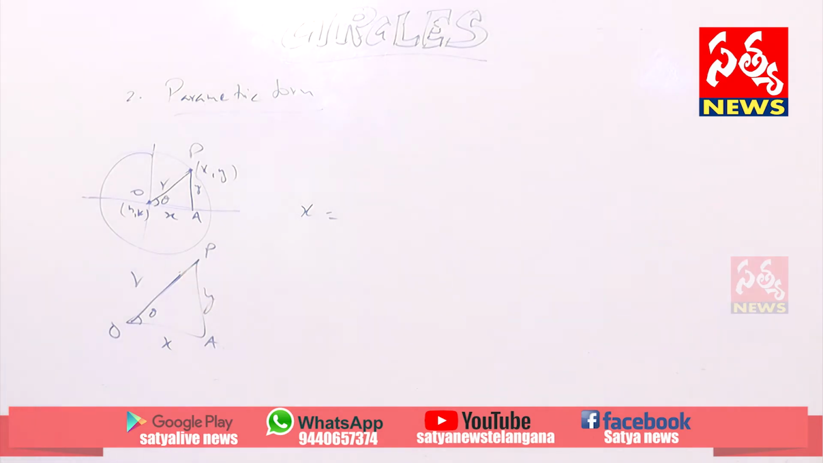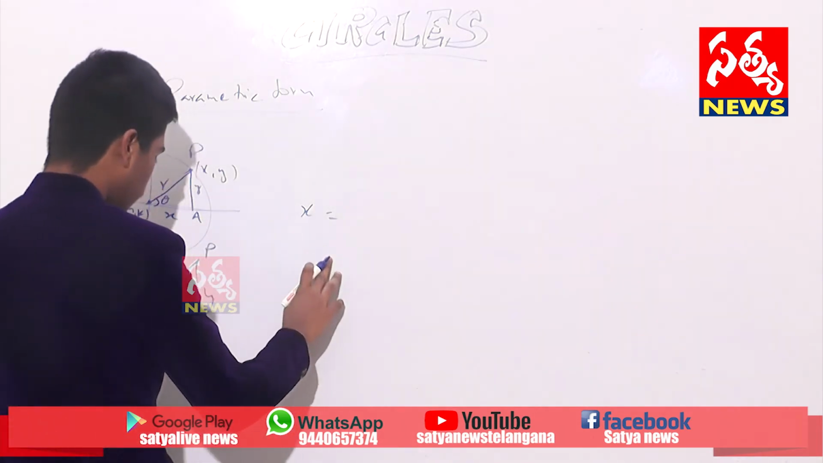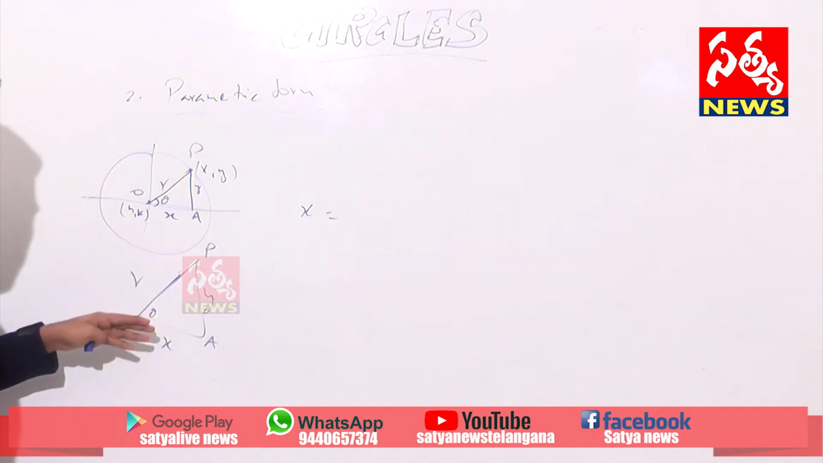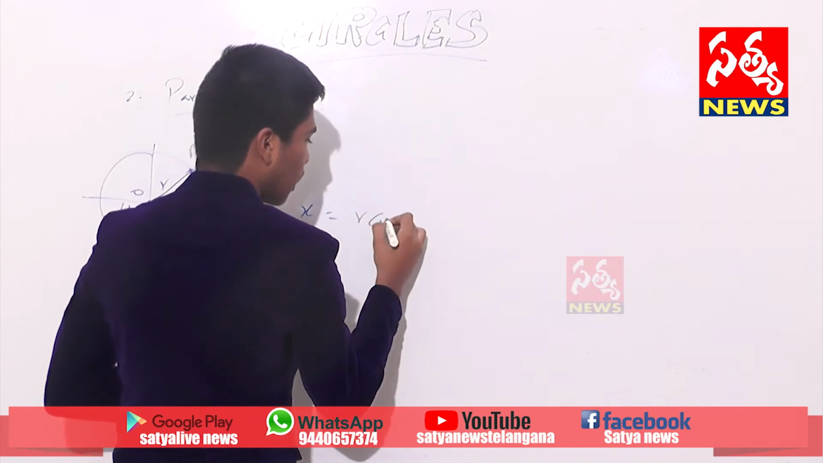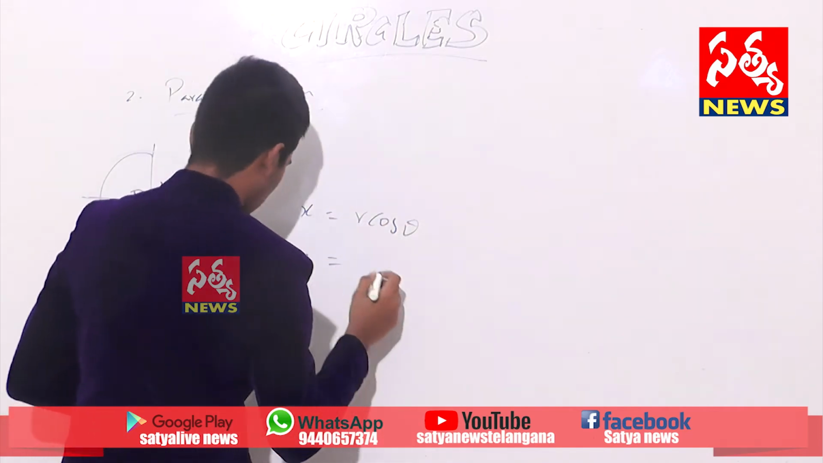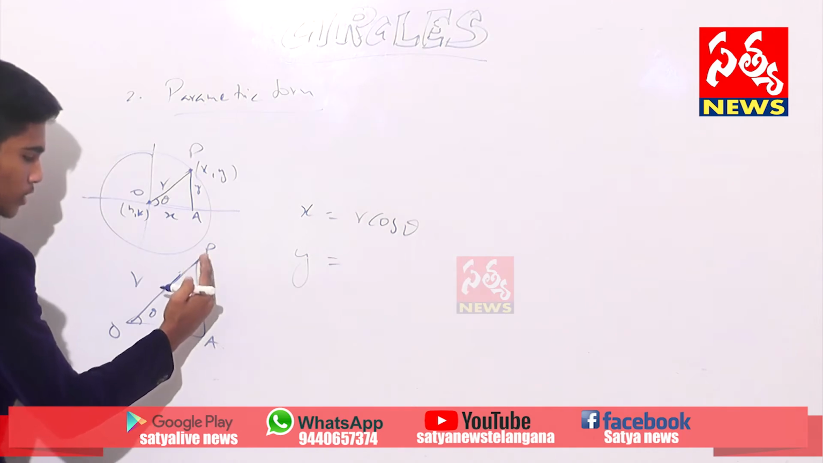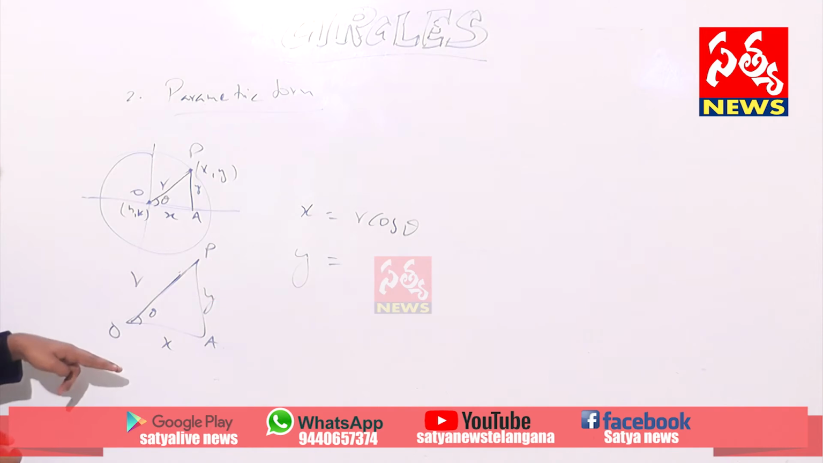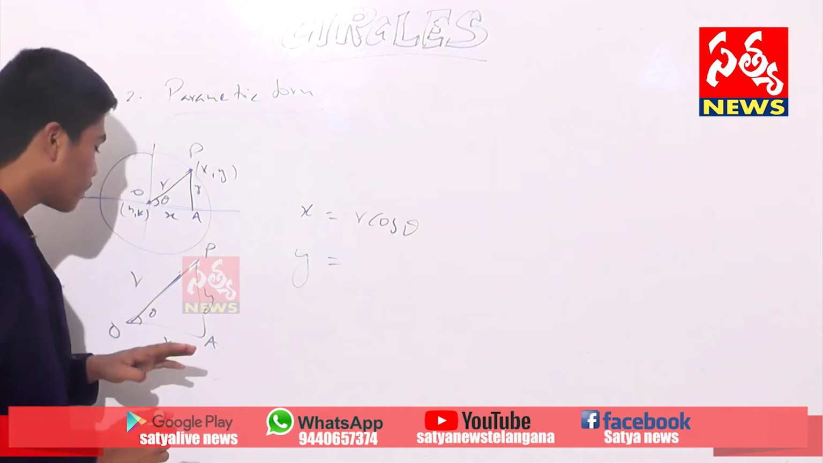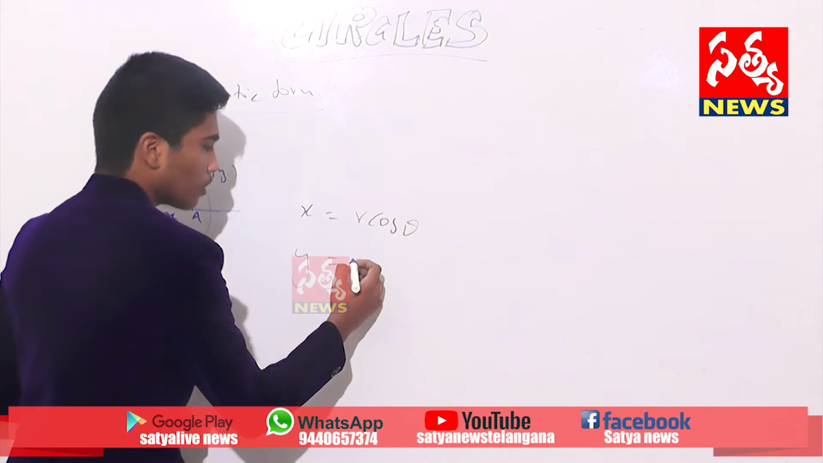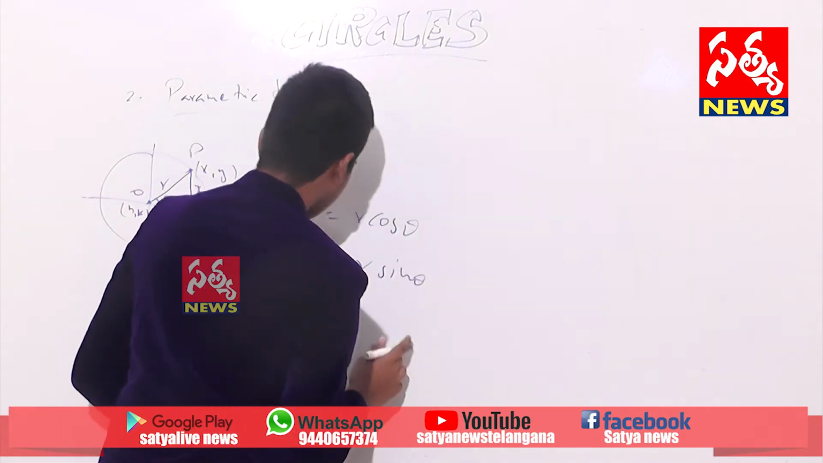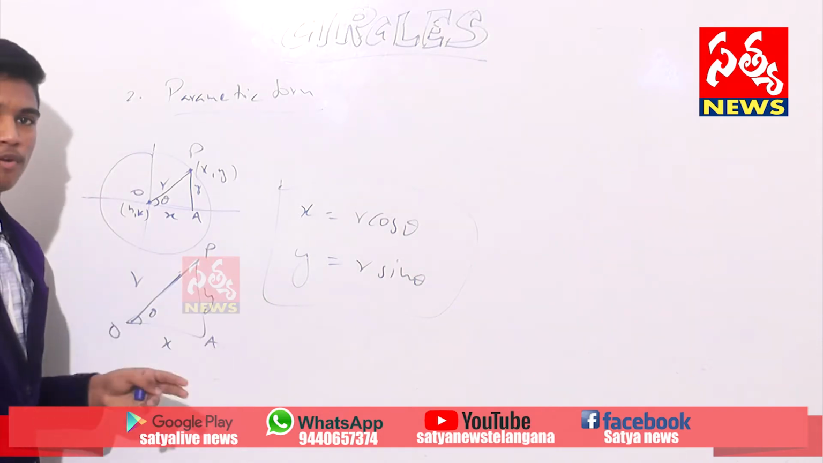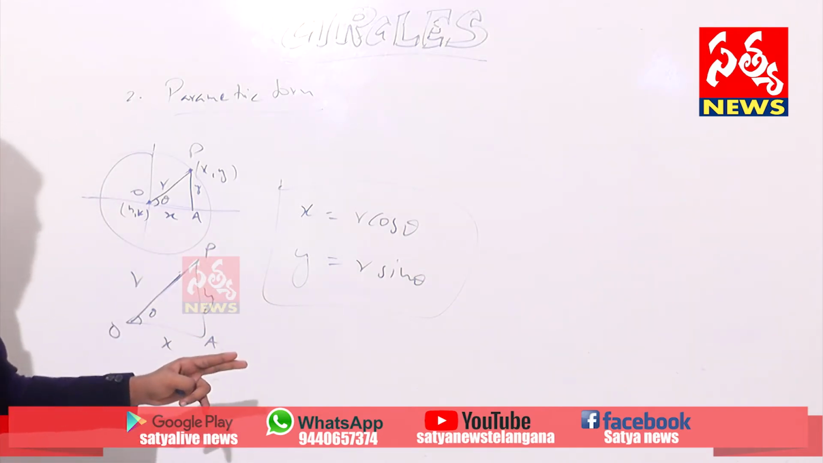From here, we can write x equals r cos theta. Now resolving this angle along the hypotenuse, similarly y is equal to r cos(90 minus theta). Cos(90 minus theta) is sin theta. So y is equal to r sin theta. So this is the parametric form of a circle: x equals r cos theta and y equals r sin theta.